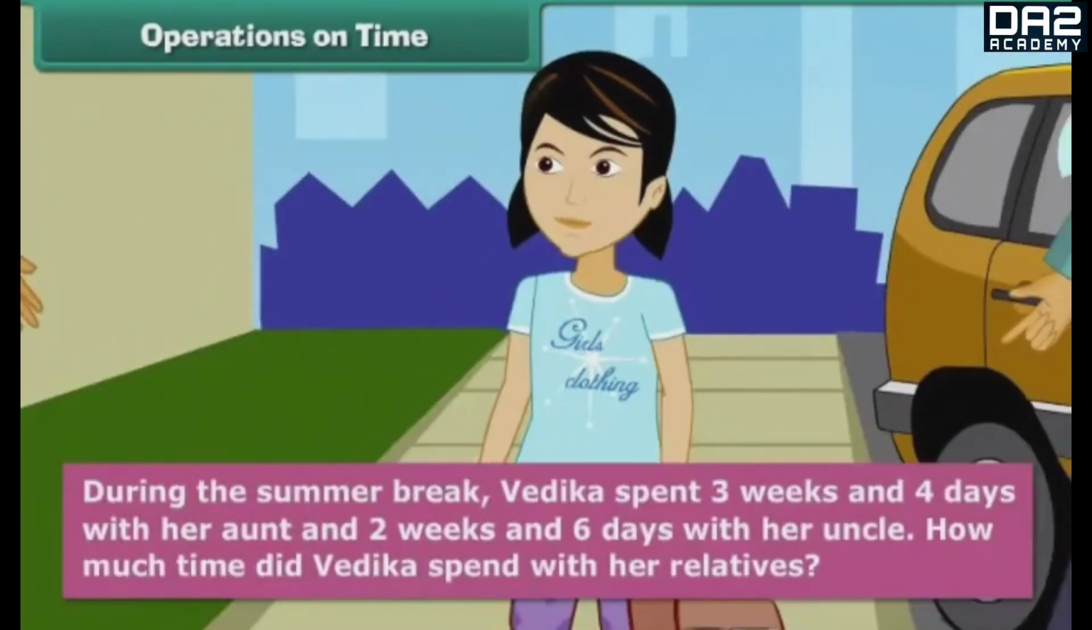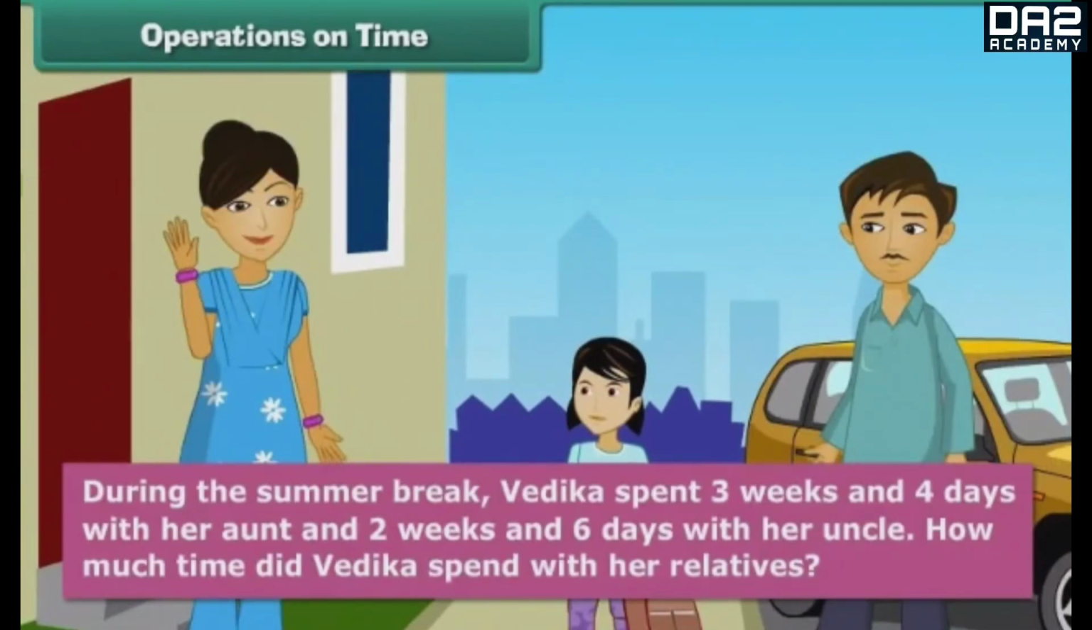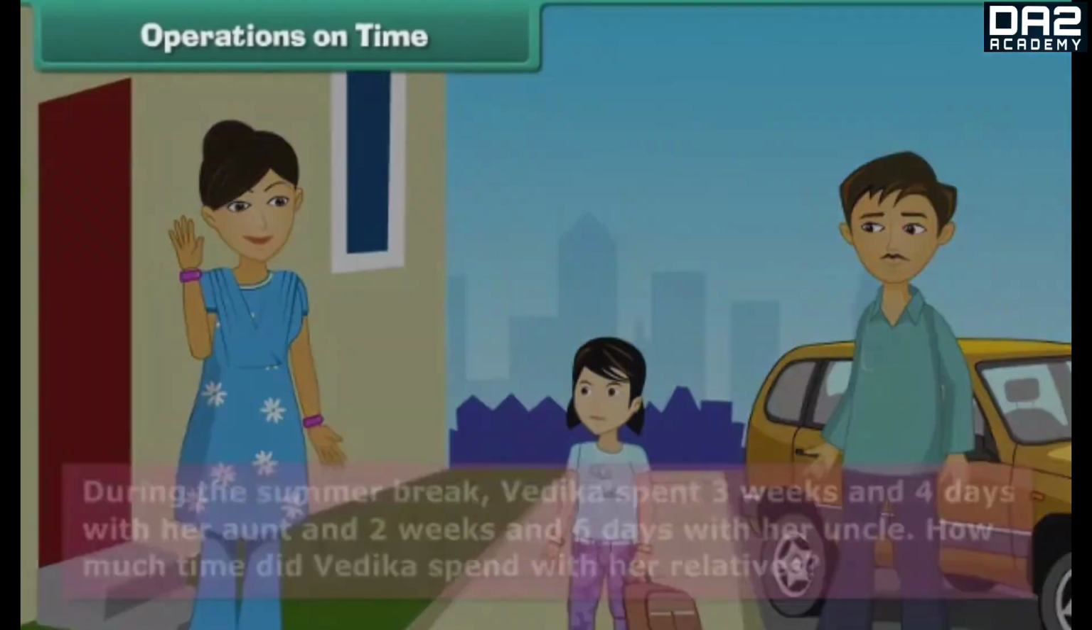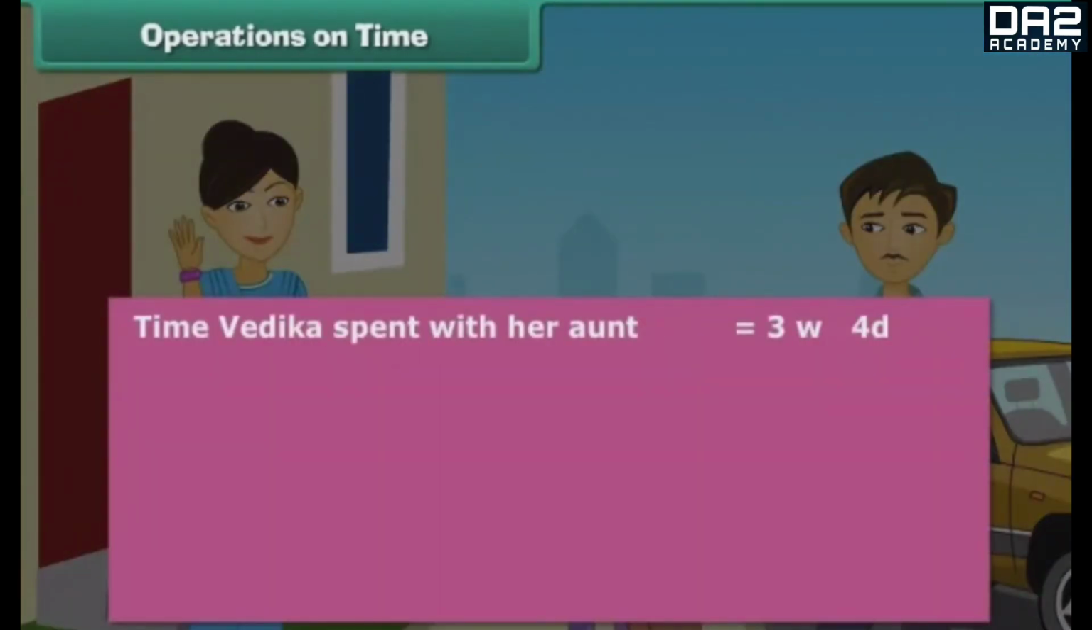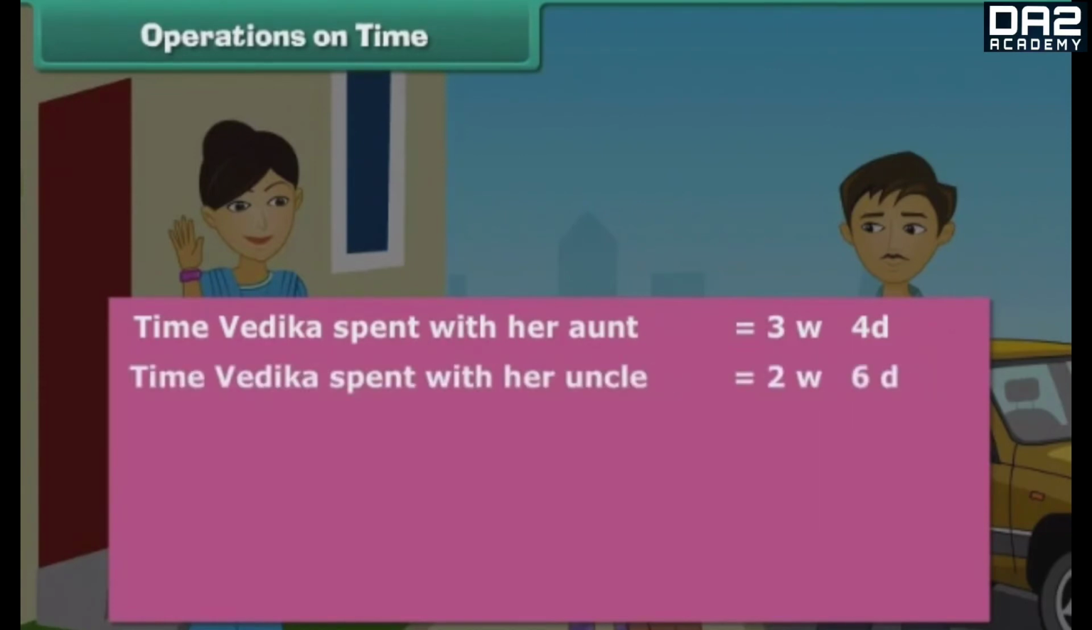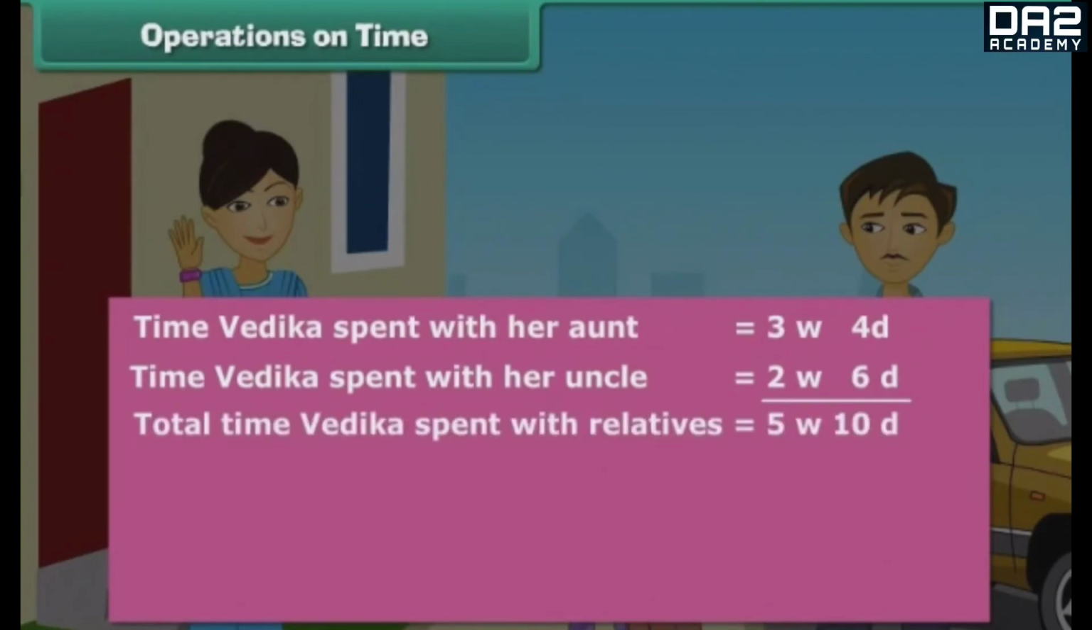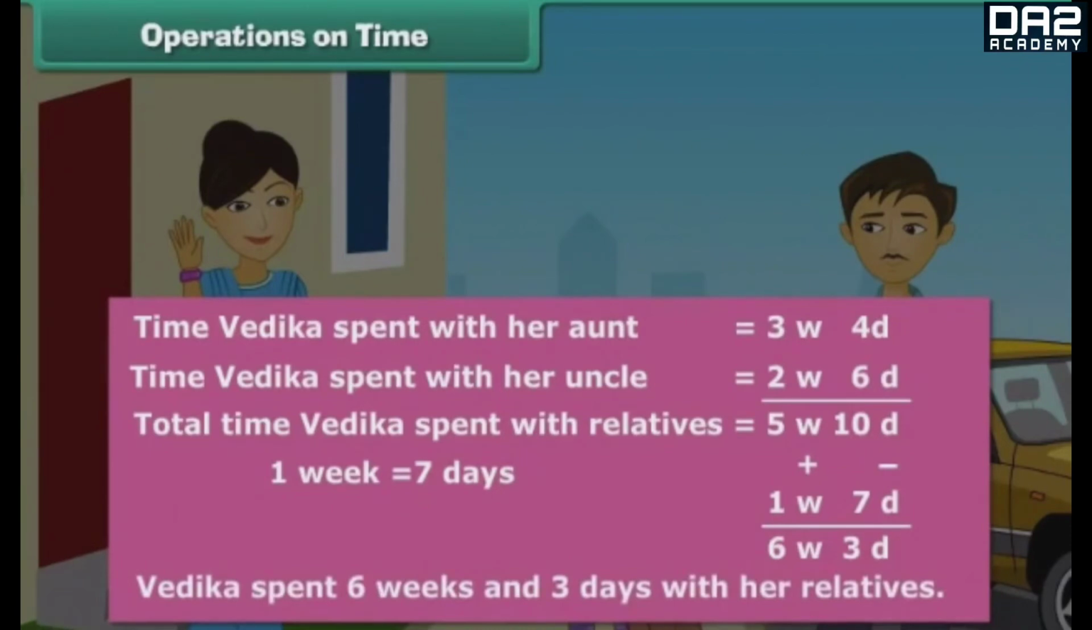During the summer break, Vedika spent 3 weeks and 4 days with her aunt and 2 weeks and 6 days with her uncle. How much time did Vedika spend with her relatives? Time Vedika spent with her aunt is 3 weeks, 4 days. Time Vedika spent with her uncle is 2 weeks, 6 days. Total time Vedika spent with relatives is 5 weeks, 10 days. We know that 1 week is equal to 7 days. So we subtract 7 from 10 days and add 1 to 5 weeks. Therefore, Vedika spent 6 weeks and 3 days with her relatives.